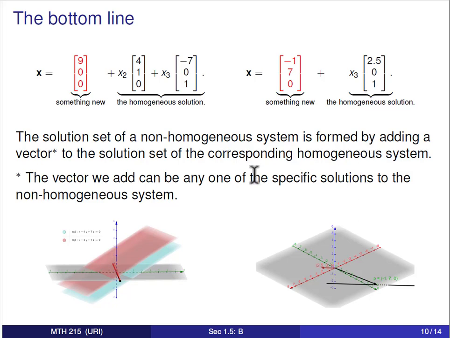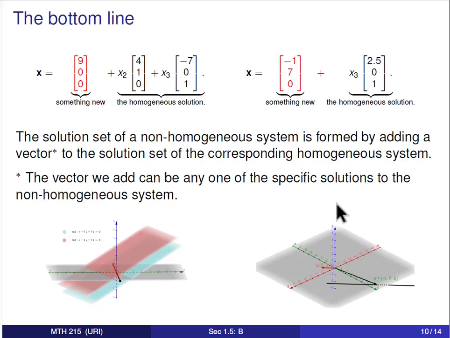And so if we imagine what these look like geometrically, what we're doing is taking whatever the solution set of the homogeneous system was, and we're shifting it by adding a vector to it. So we're kind of moving the plane to a different spot, or moving the line from passing through the origin out to be passing through another point.